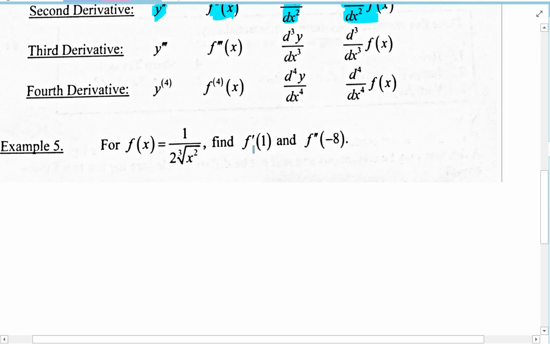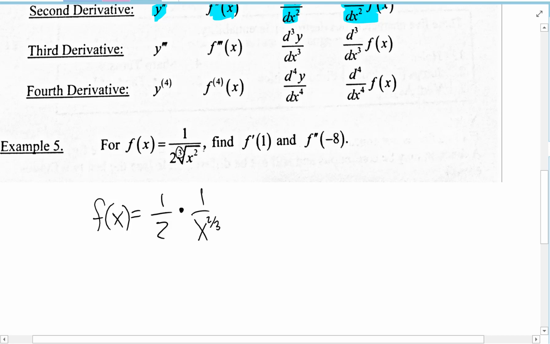For this, we're going to find f prime of 1. We're going to first differentiate and then plug in 1. We are also going to find f prime prime of negative 8. I will begin by rewriting this to be 1/2 times 1 over x to the 2/3.